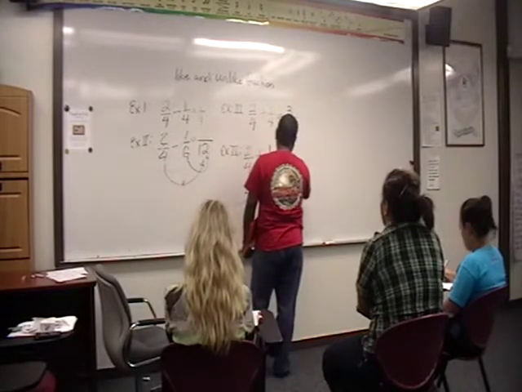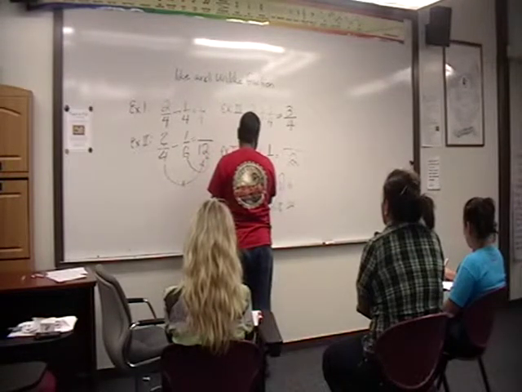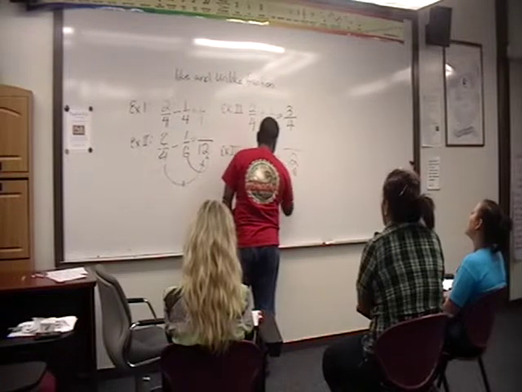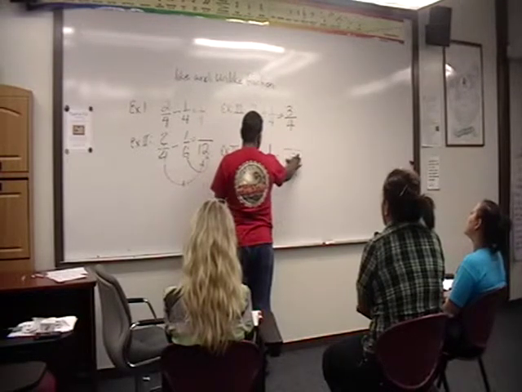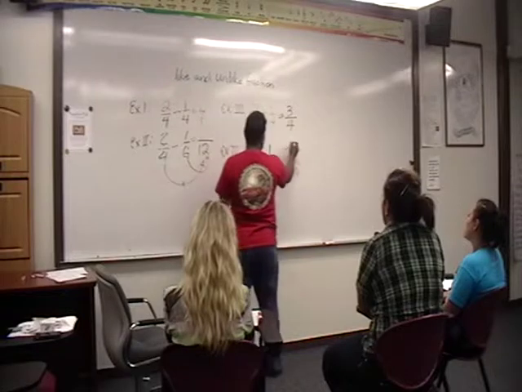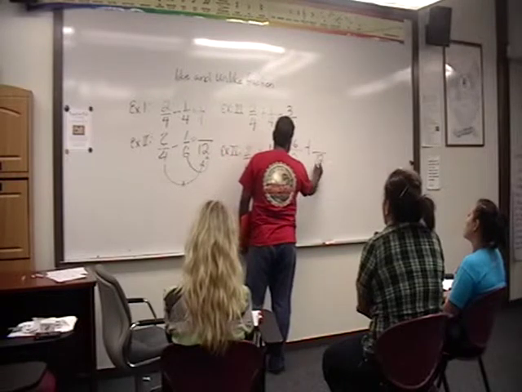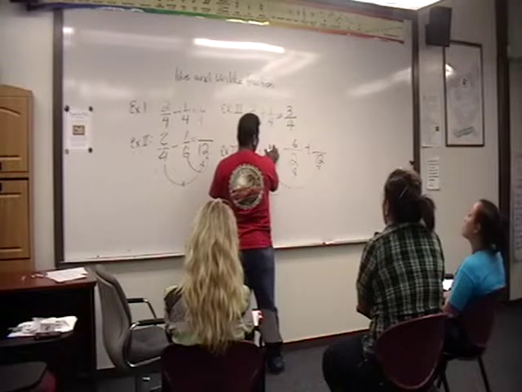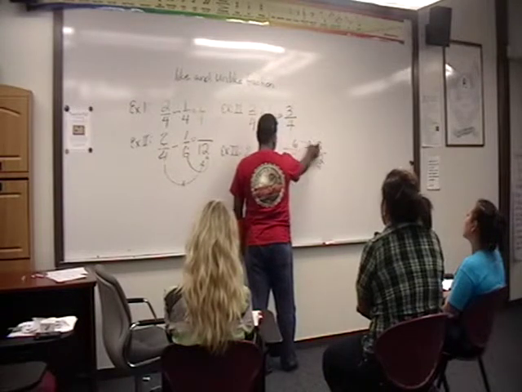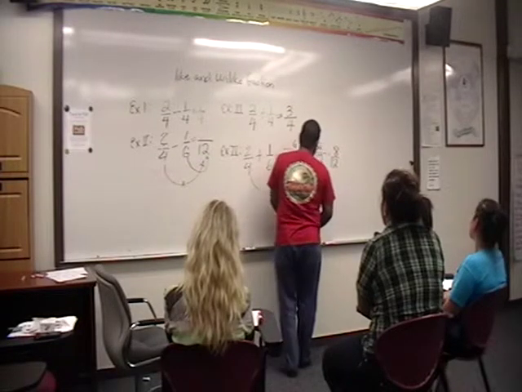And the denominator will be 12. 4 times a number will give you 12. What number is that? 3. 3 times the numerator is 6. 6 times what number is 12? 2. 2 times 1 is 2. Now these have the same denominator, right? 6 plus 2 equals 8, 8 over 12.